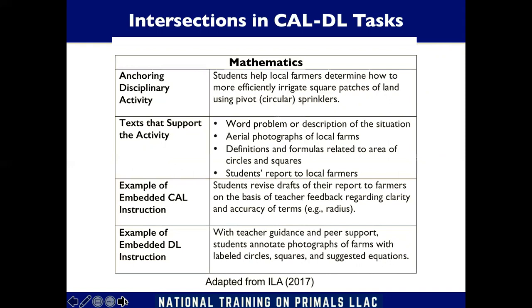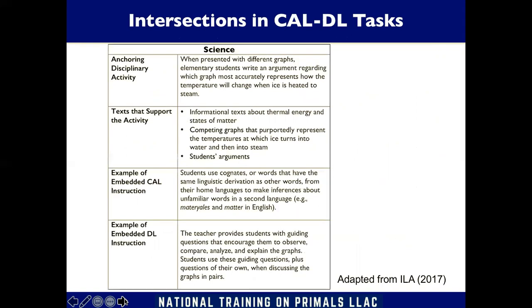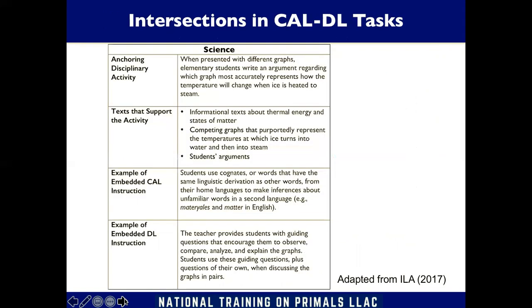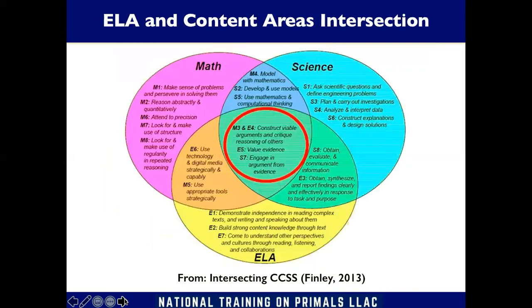Here are examples for math and science. You can review the slides later to look at the details in these slides. So with the different components of literacy instruction across the curriculum, let's go back to this slide.